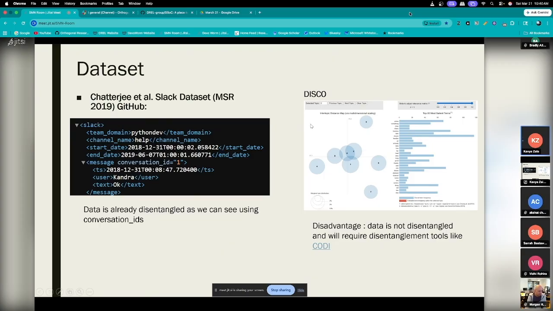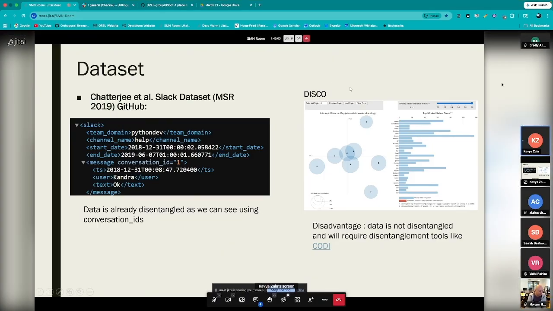Second is the Discord dataset. So this is again a Discord conversation dataset. It is not disentangled and will require external tools like Cody, which again introduces dependencies and environment issues. But its advantage is that it has an interoptic distance map and 30 Syrian terms. Basically, what are the most common terms or topics that are being discussed here?